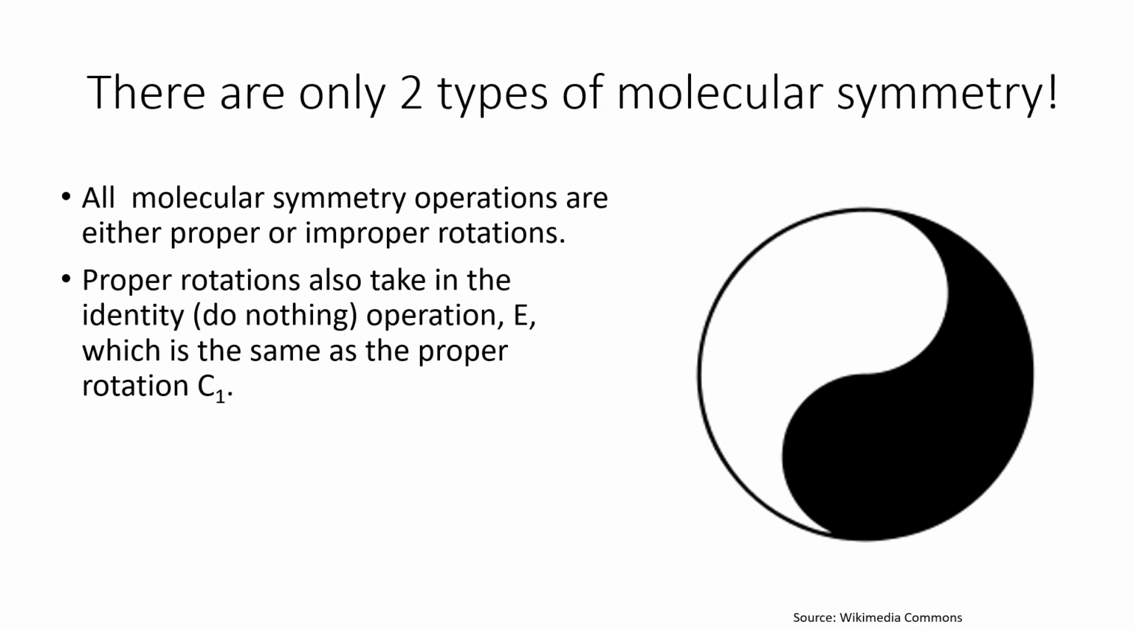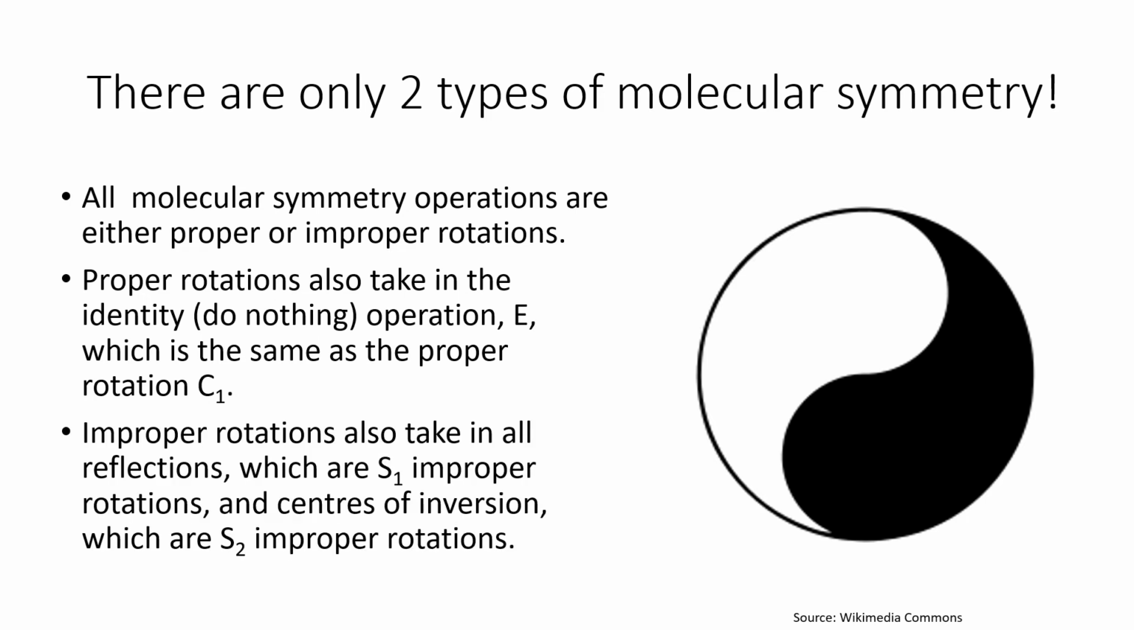You haven't even moved any of the positions around. And of course we said that reflections can be considered as S1 improper rotations, and indeed the centre of inversion as an S2 improper rotation. So it's quite a funny bit of a yin and yang way of looking at it. You can consider everything to be one sort of rotation or another, a proper or an improper rotation. It's just quite a neat way of looking at it.